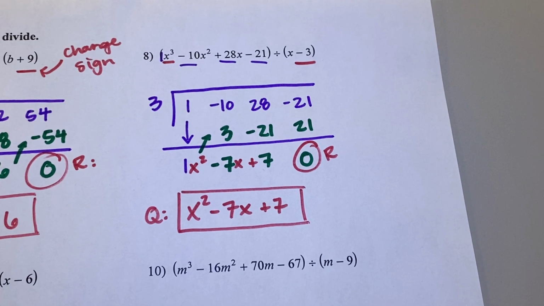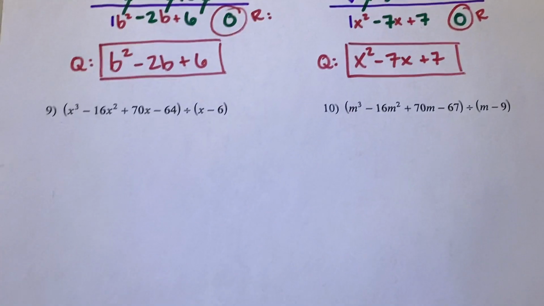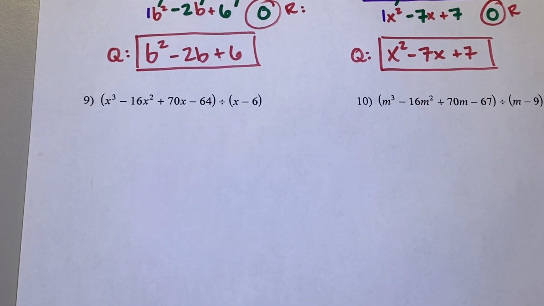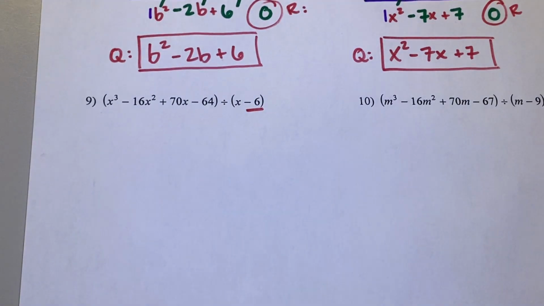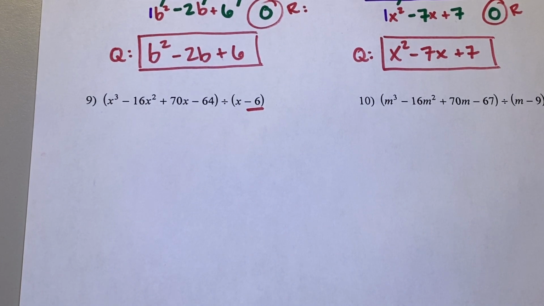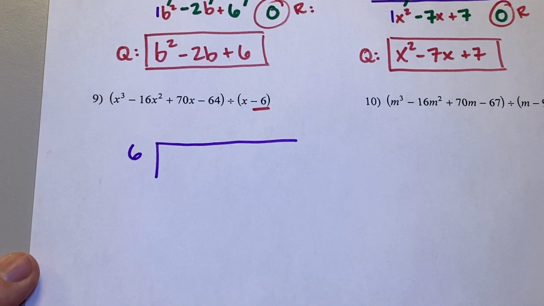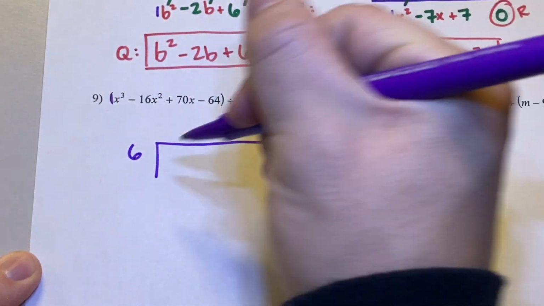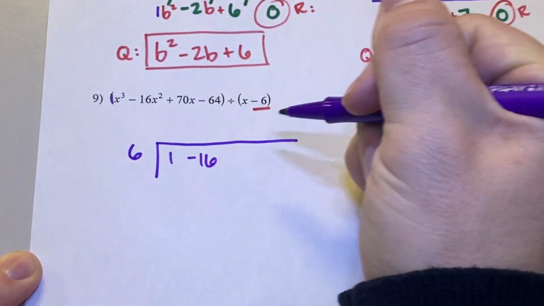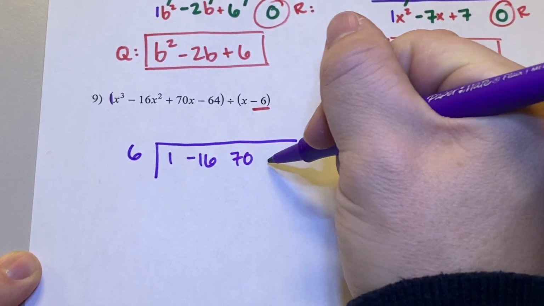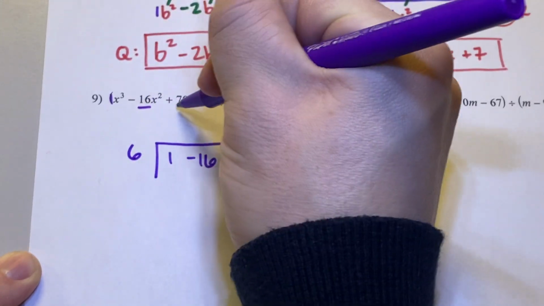Nice. Okay, let's see if 9 and 10, our last examples, are as nice as 7 and 8. Okay, but you guys are getting it. Practice makes perfect. What do I got to do with this negative 6? Change it to what? Plus 6. Positive 6 on the outside. Grab your coefficients. 1, negative 16, 70, and negative 64.